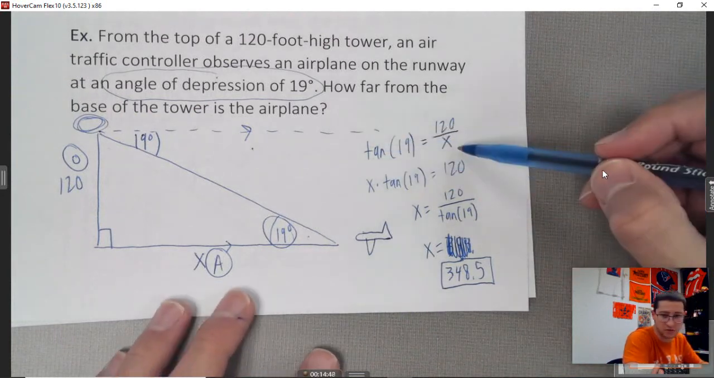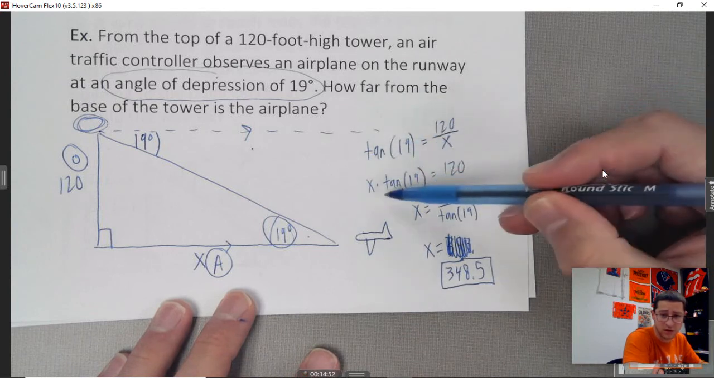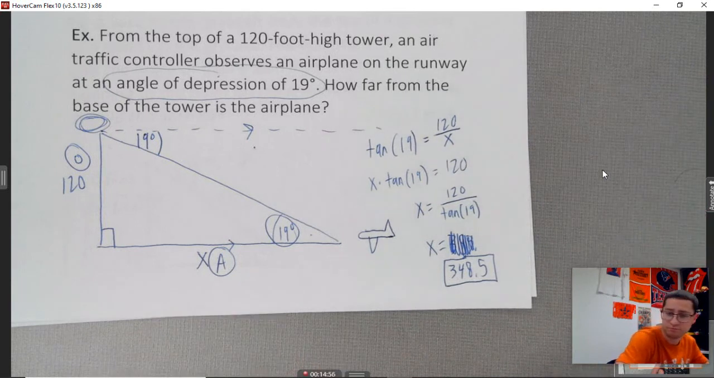And just to kind of recap our steps, so we set it up here. We multiply both sides by x from here to here, and then from here to here, we divided both sides by tangent of 19, so we were good to go. All right, that is it for angles of elevation and depression.